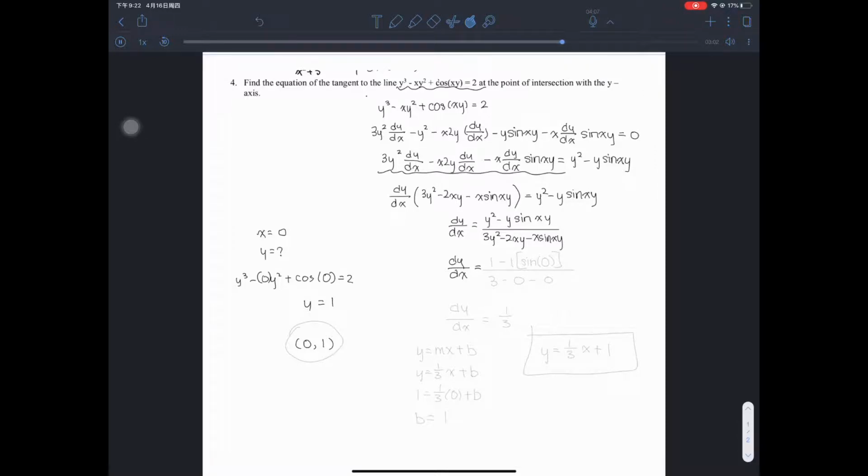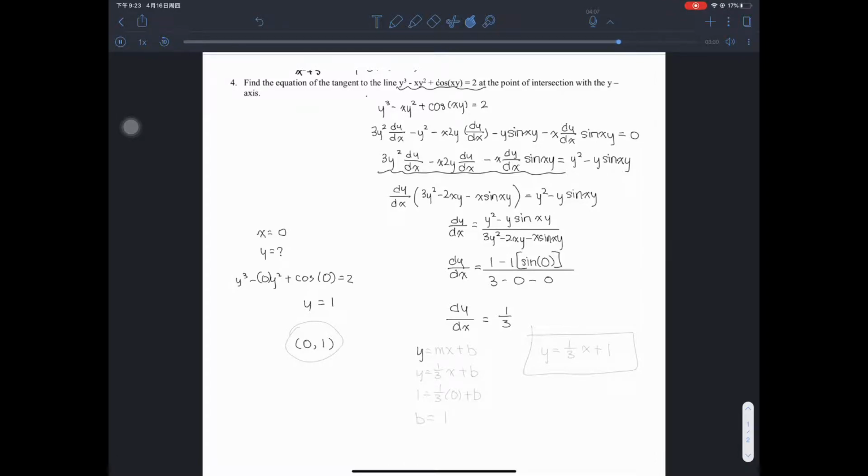y is 1, so 1 squared is 1 minus 1 times sine 0, divided by 3 times 1 squared equals 3, minus 0 minus 0. So the slope equals 1 over 3.